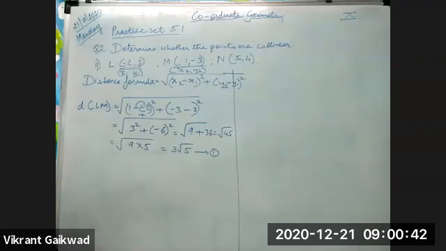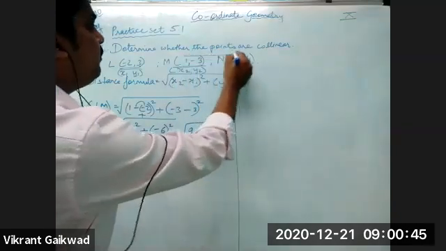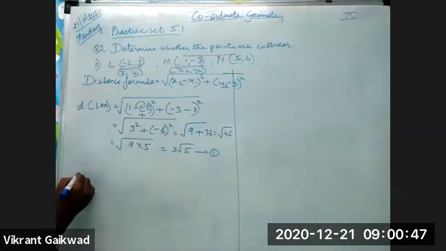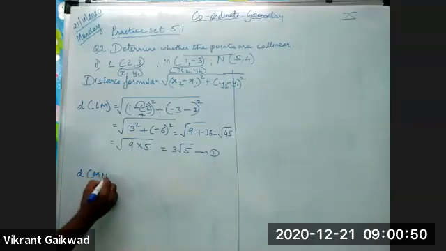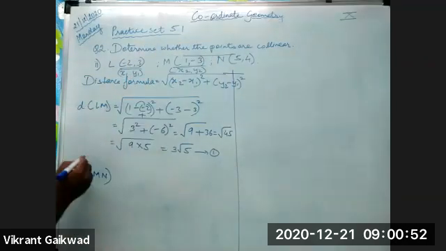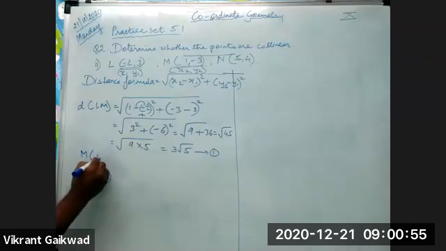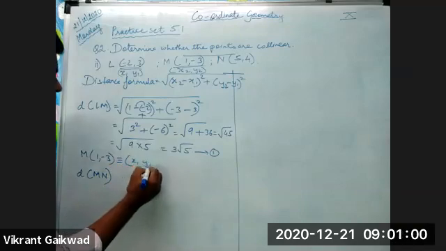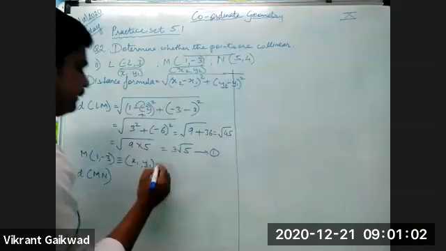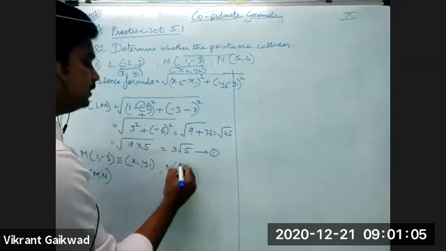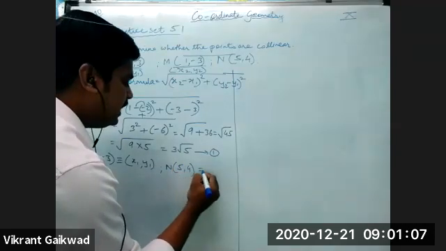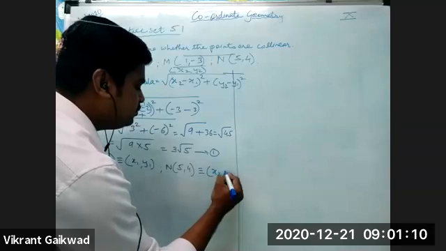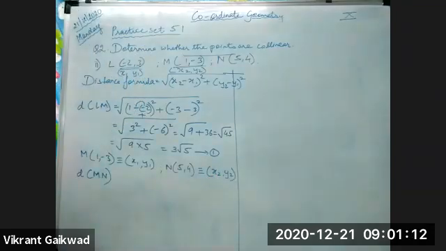Now we'll find the second value. We'll find the value of MN. So distance MN. Now see, coordinates of M are 1 comma minus 3. So this would be equivalent to x1, y1. And N is 5 comma 4. So that would be equivalent to x2, y2. Is this clear? So now you can substitute these values directly.